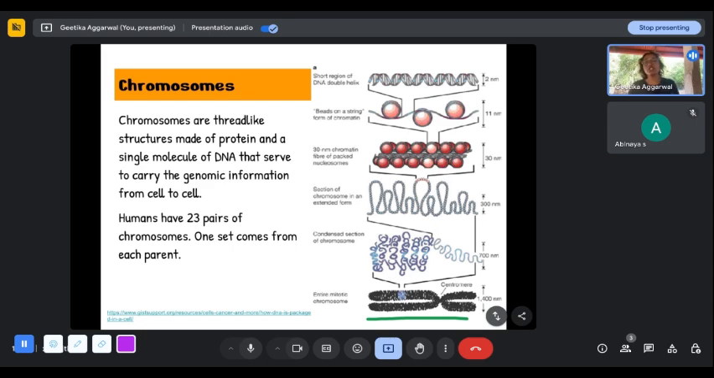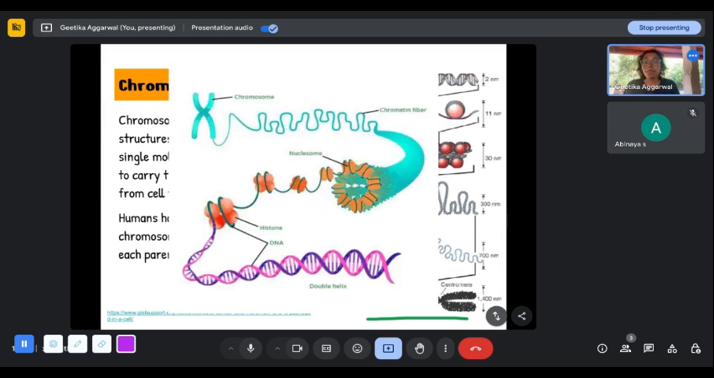So, chromosomes are thread like structures which are made up of protein and a single molecule of DNA, and they carry the genetic information from cell to cell. Humans have 23 pairs of chromosomes, one set coming from each parent. Half of them come from our mother and half of them come from our father. So again, this is how the DNA gets packaged from the double helix, which wraps around these histone molecules, forms nucleosomes, and these nucleosomes get packaged further into chromatin fiber, which gets condensed into the chromosome.